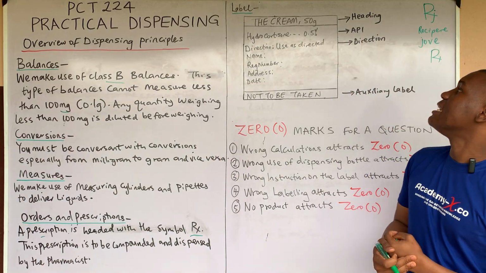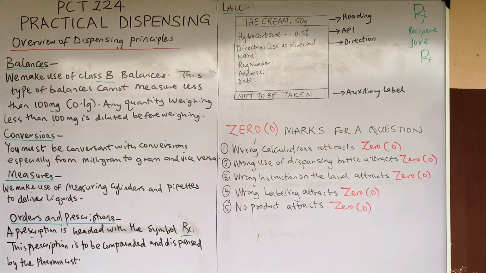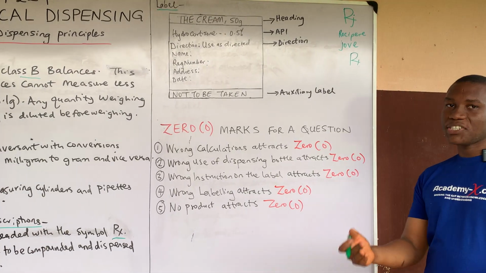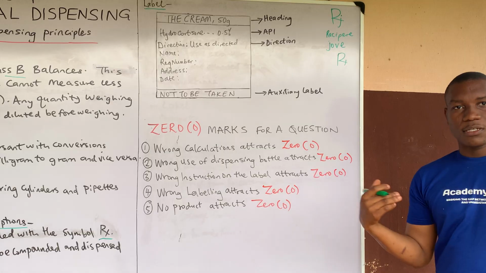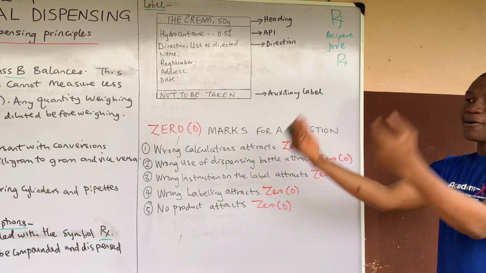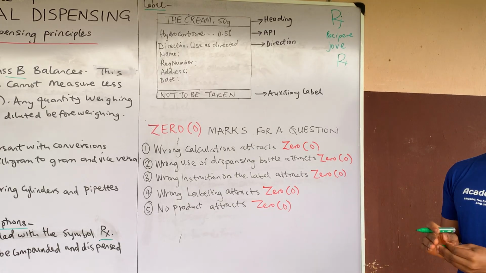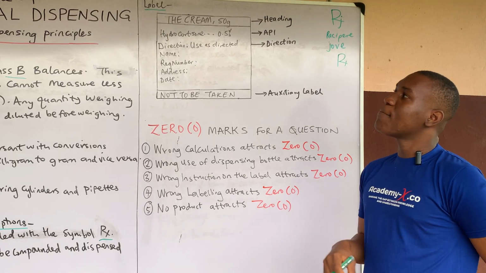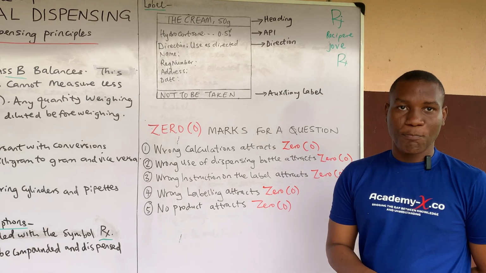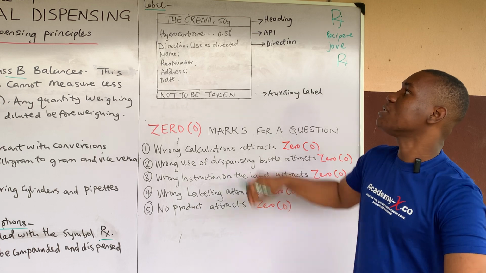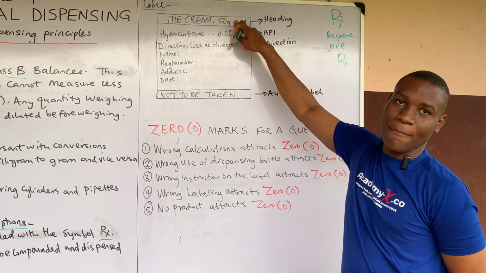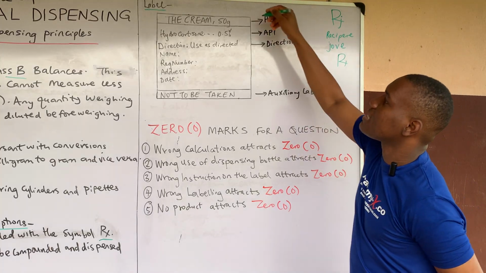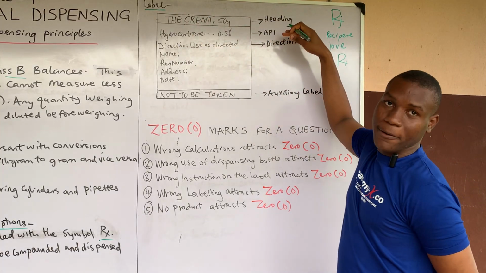So let us look at labels. Remember, I said before that labels bear what we tell the patient. So the doctor tells us something, we are the ones to tell the patient what to do with the medication. So this is a label. This label is for a cream prepared by a pharmacist. So the cream weighs 50 grams. So 50 grams was dispensed to the patient. So this is the heading of the label.